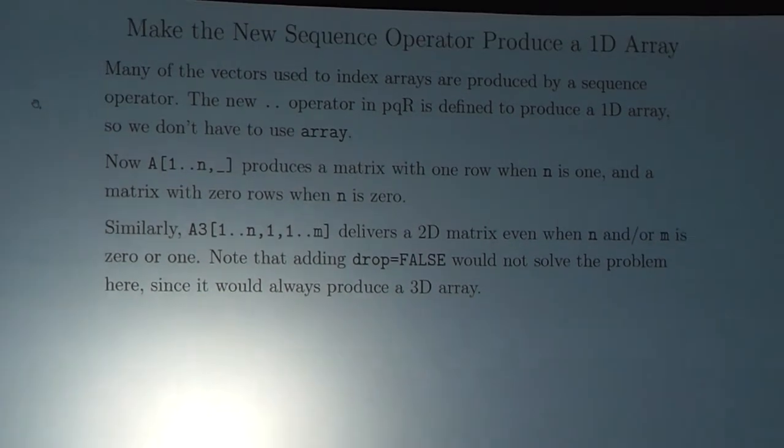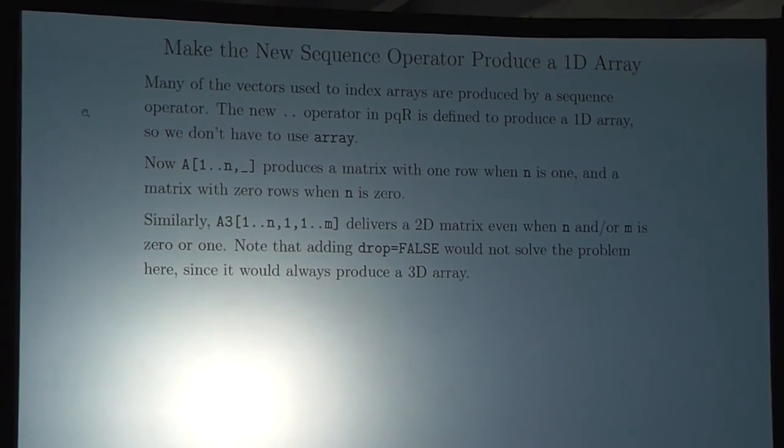So now we can get some synergy here. The solution to the reversing sequence problem was to introduce the new sequence operator, and the start of the solution to the dimension dropping problem was to make dimension dropping not happen if you have a dim attribute on your vector index. And so now we can make it so the new sequence operator actually attaches the dim attribute. And that means we can write A sub 1 dot dot n comma underscore, and we always get the right answer, even if there's only one column, even if n is equal to 1, and even if n is equal to 0, in which case we get a matrix with 0 rows, which is perfectly possible in R, and is what you want at times.